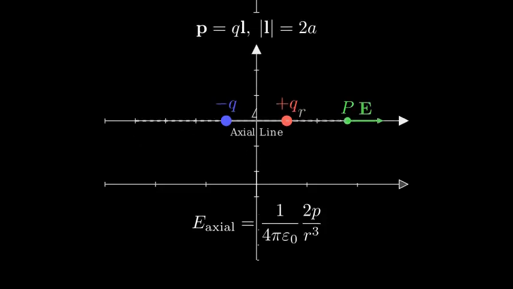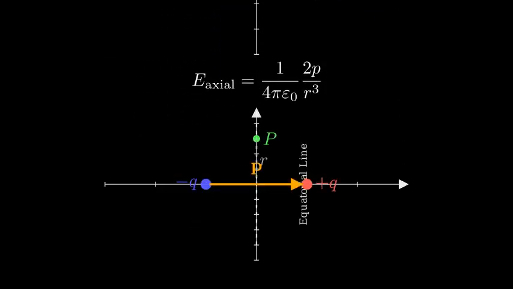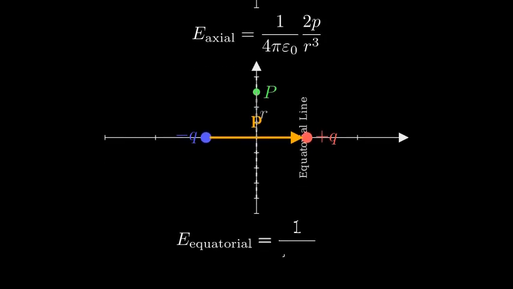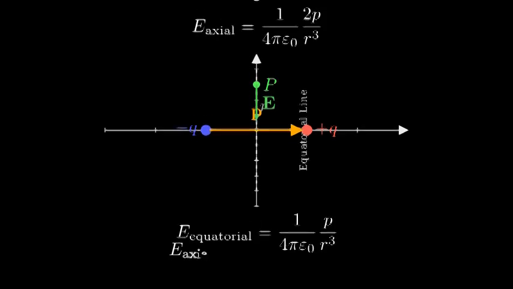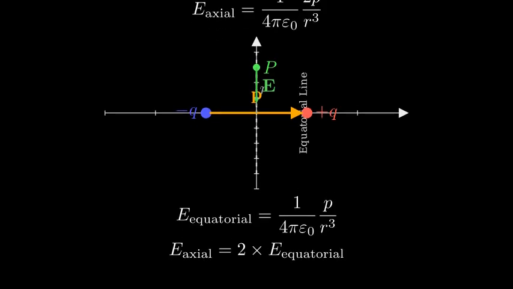Next, let's consider a point P on the equatorial line, which is the perpendicular bisector of the dipole. If the point is at a distance r from the center of the dipole, the electric field at this point is given by E_equatorial = (1/4πε₀) × p/r³. The direction of this electric field is opposite to the dipole moment vector p. Notice that the field on the axial line is twice as strong as on the equatorial line at the same distance r.